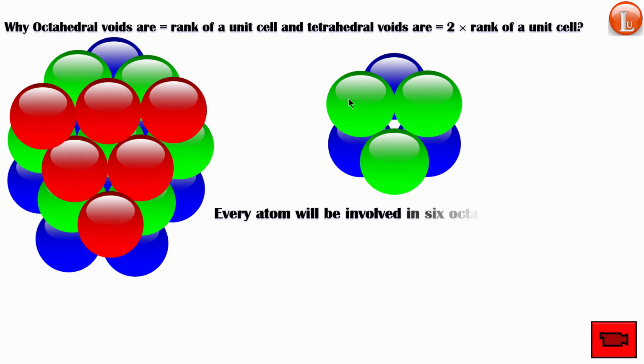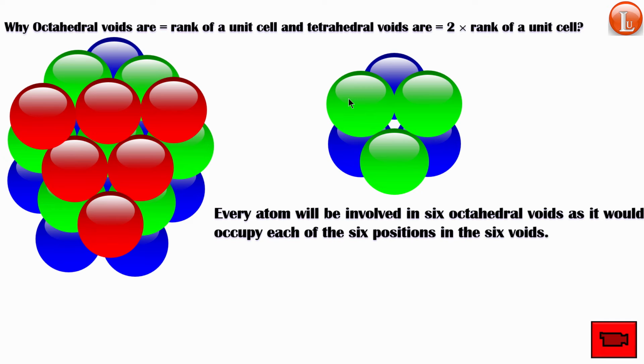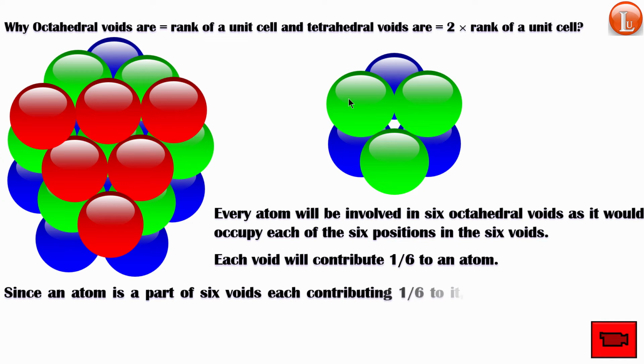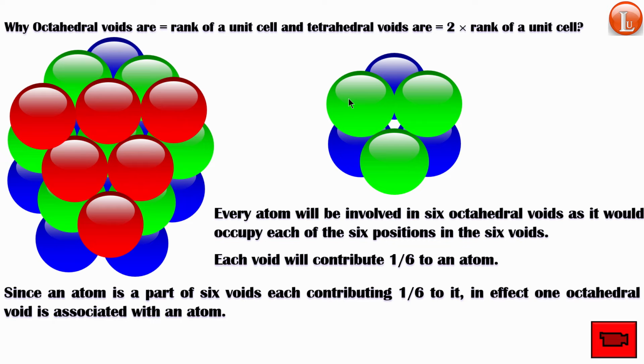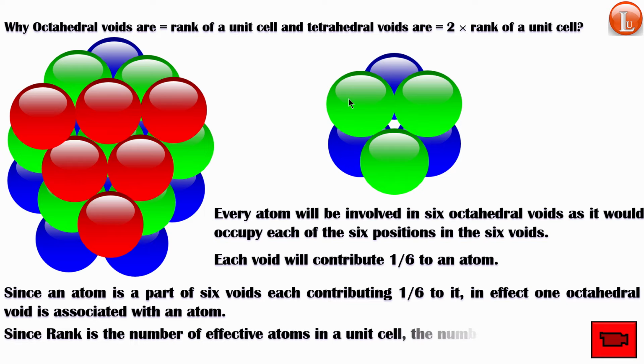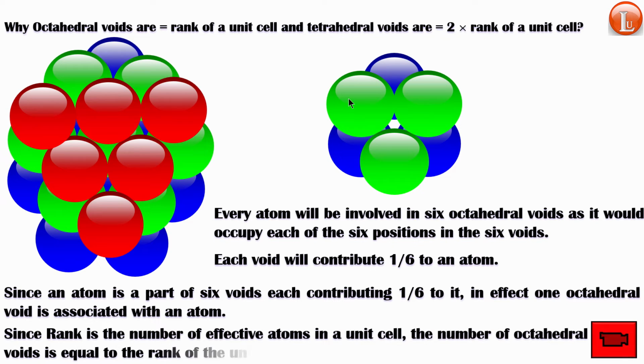So every atom will be involved in 6 octahedral voids, as it would occupy each of the 6 positions in the 6 voids. Each void will contribute 1/6 to an atom. Since an atom is a part of 6 voids, each contribution of 1/6 to it, in effect one octahedral void is associated with an atom. Since rank is the number of effective atoms in a unit cell, the number of octahedral voids is equal to the rank of the unit cell. So that way we can understand why octahedral void is equal to rank.